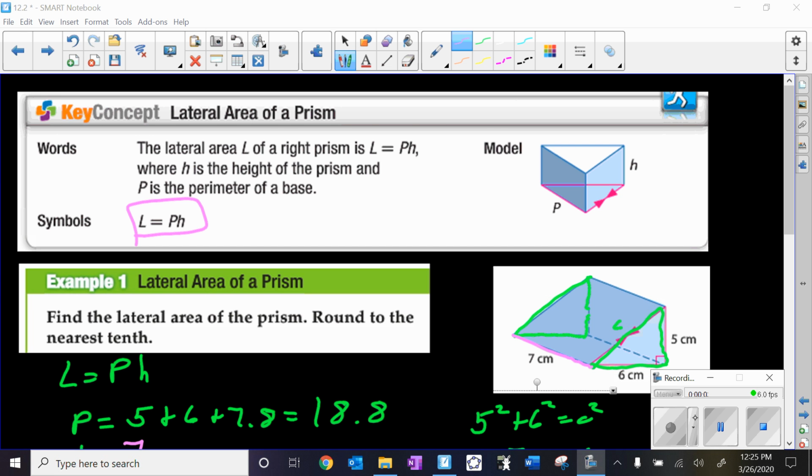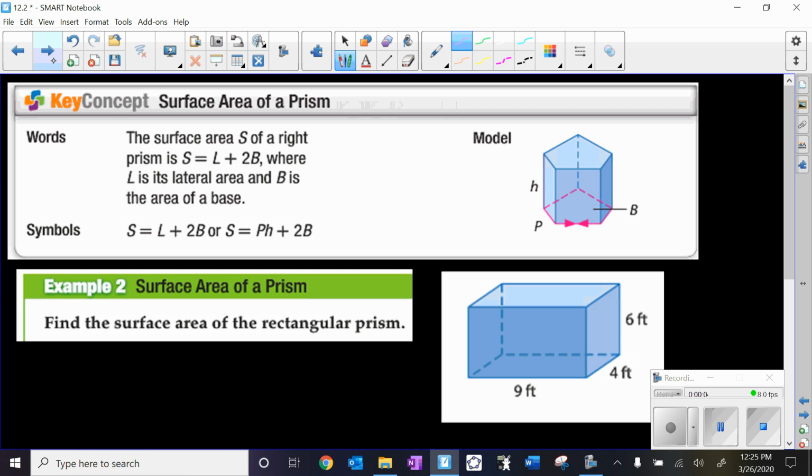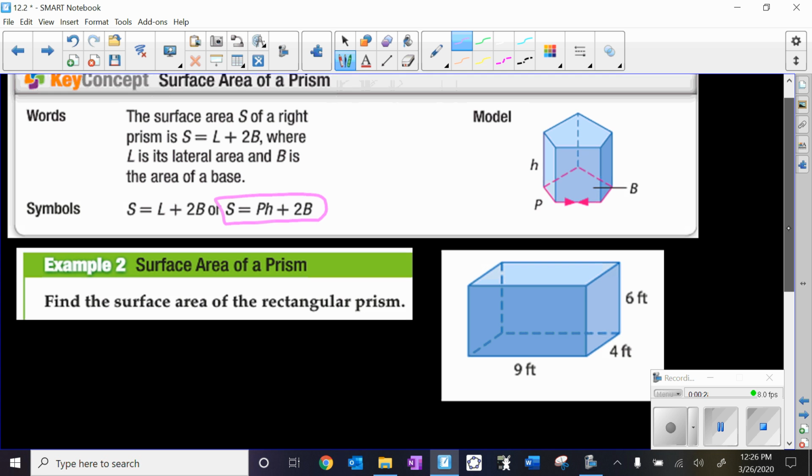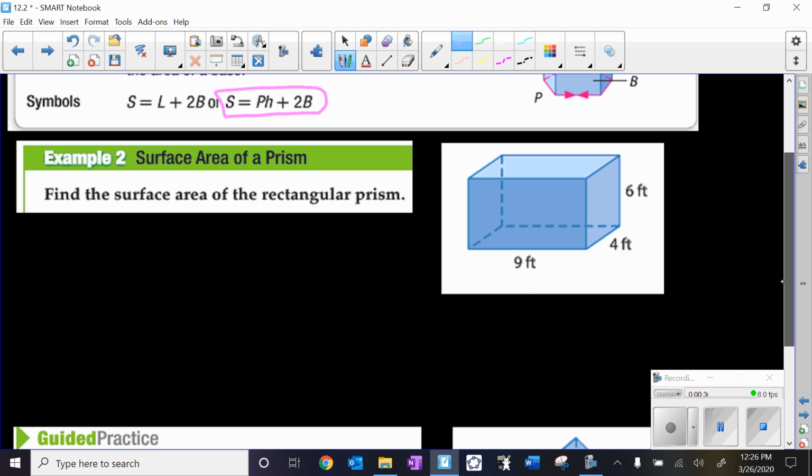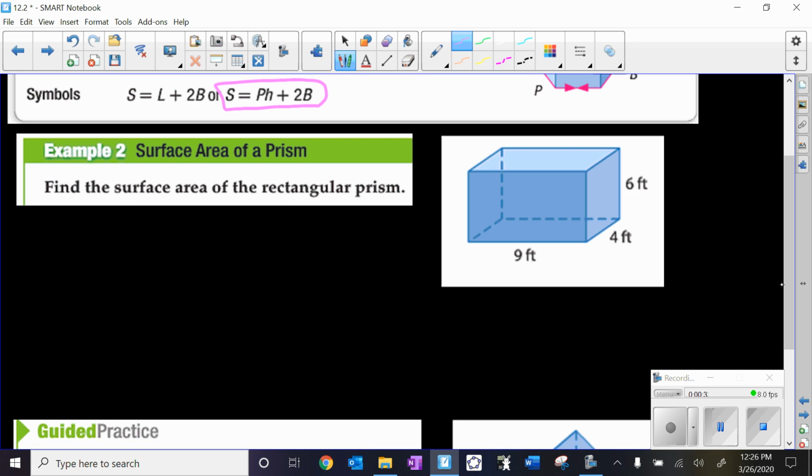Now that we know what lateral area is, we're going to find total surface area. So total surface area is going to be this one, still focusing on prisms. I have the perimeter times the height plus 2 times the area of my base. Okay, so really I'm taking my lateral area now and I'm adding on the area of the base at the same time. Okay, so let's look at that in terms of this problem right here.